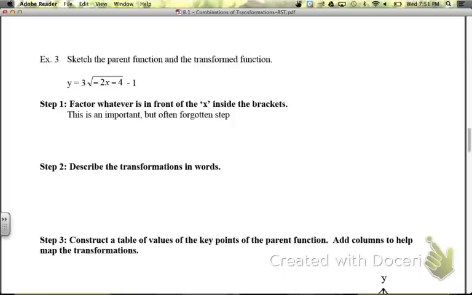Now looking at example 3, we want to sketch the parent function and the transformed function y = 3√(-2x - 4) - 1. So what is our parent function? Since we have a root there, we know that our parent function is y = √x. So we're going to use that as our base function and graph that in step 3 and use it when we're doing our RST tables.